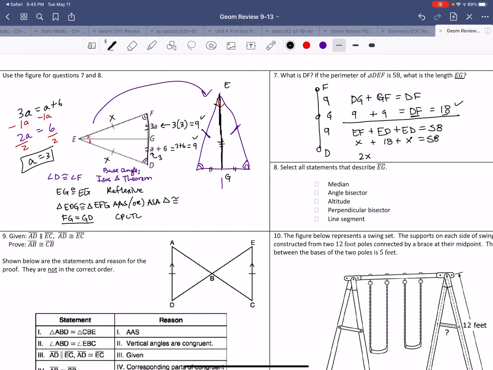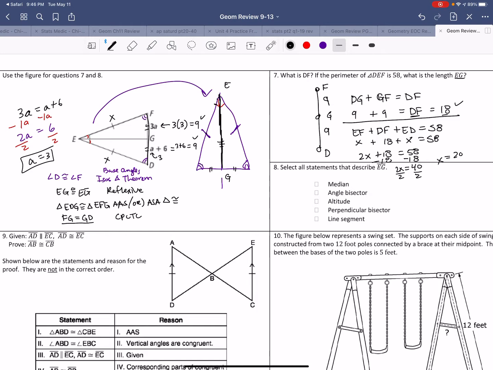What have I done here? EF, FD. Yeah, this should say FD, and it did. I just underlined it, and it looked like something else. Instead of FD, I'm going to call it DF, like I called it before. Okay. So DF is 18. So I have 2X plus 18 equals 58. If I subtract 18, I get 40, and that's 20. Okay, so what's the length of EG?